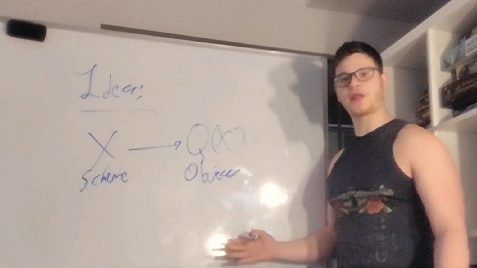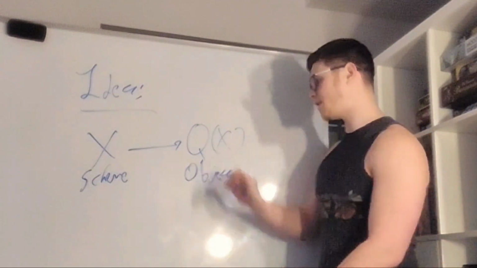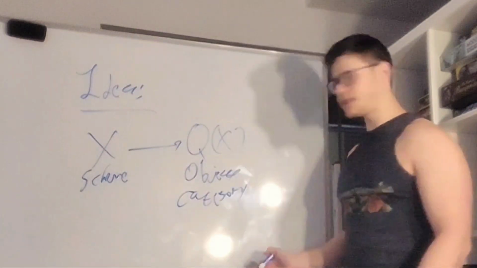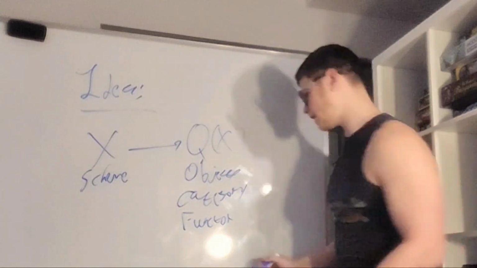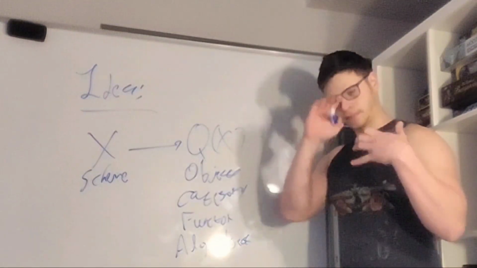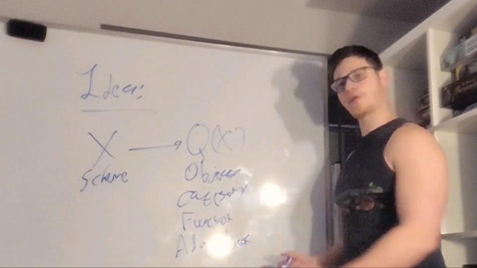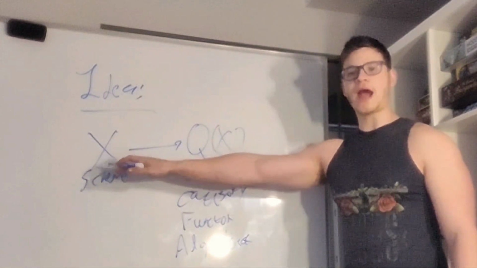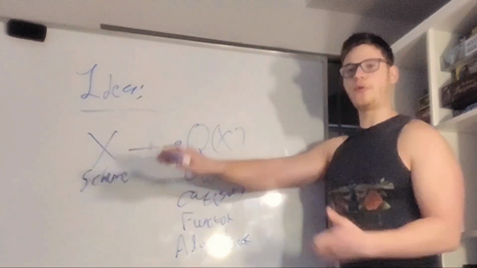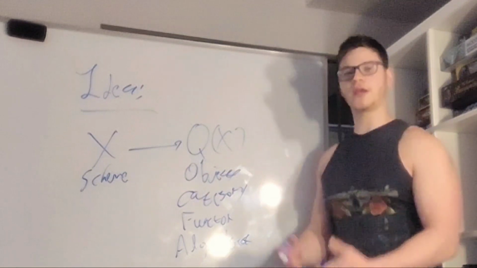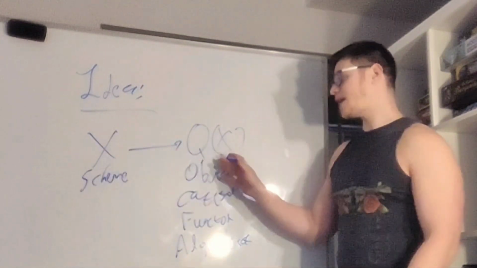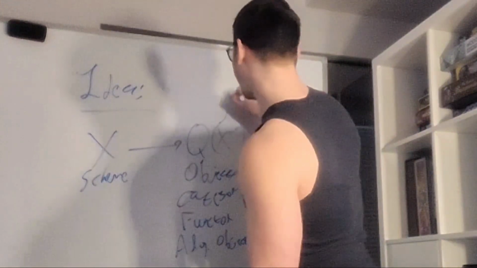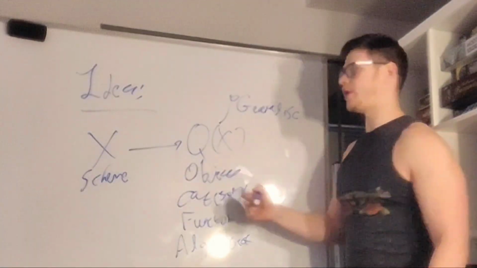The type of object this can be. So for example, this can be a category. It can be a functor. It can be an algebraic object. So it can be any of these things. But this scheme has some rings associated to it, and they are commutative. And now we take this thing, we try and generalize to non-commutative rings.